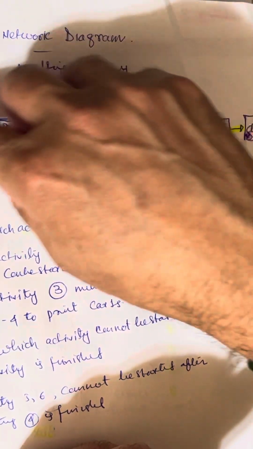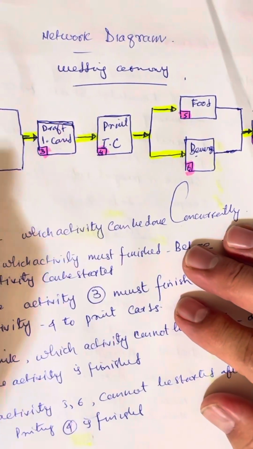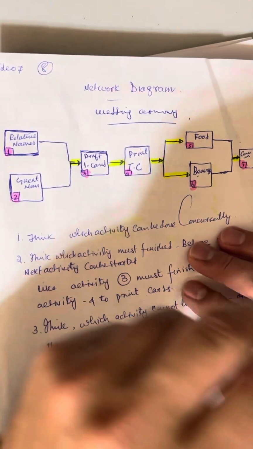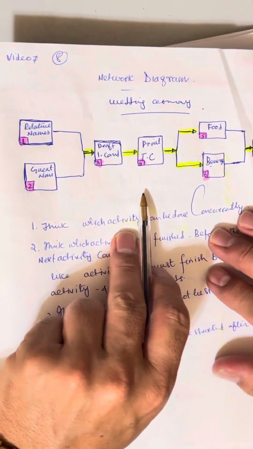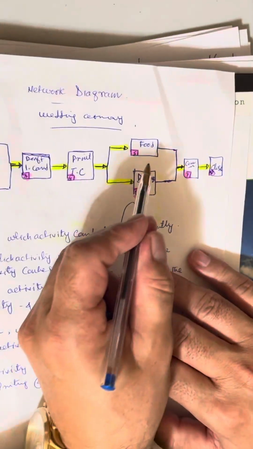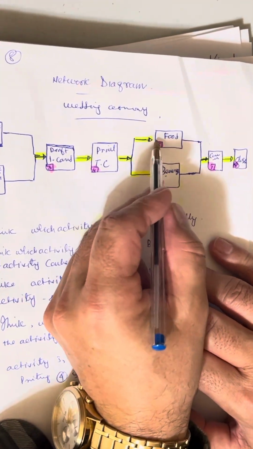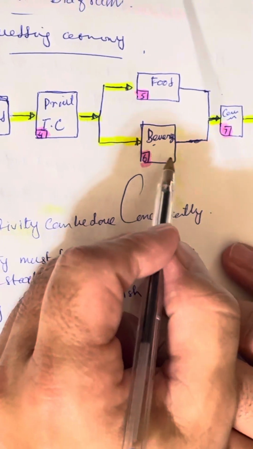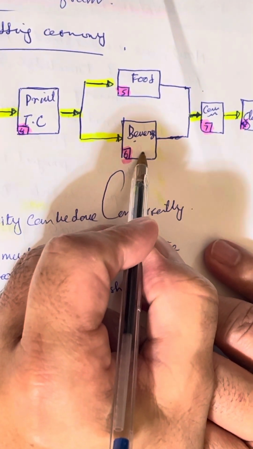So up to here, then you can put the activity duration. I will do that in the next video, but this is a diagram. And then it goes to venue, and in the venue, for one activity I put the food, and for another one I put the beverages.